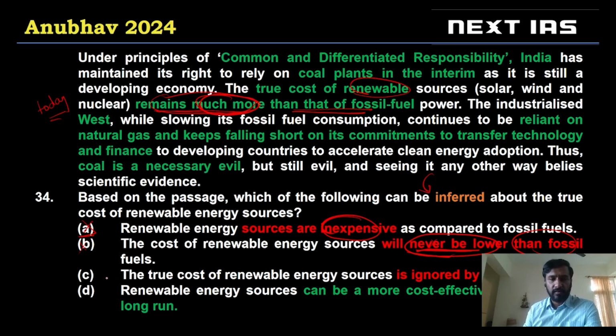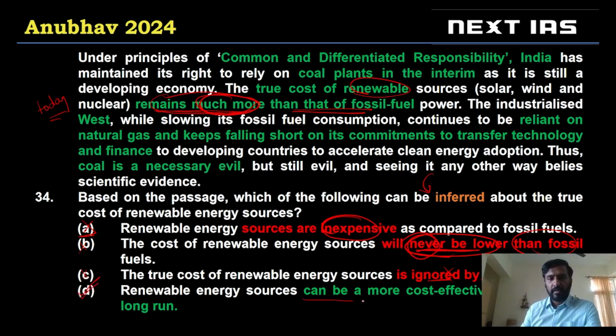This is an invalid inference. This is extreme also. See, the true cost of renewable energy sources is ignored by most countries. Ignored by most countries भी passage में कहीं पे भी कहा नहीं है कि most countries का क्या opinion है about this, what do countries generally feel about CBDR, not discussed. So D is the correct choice.